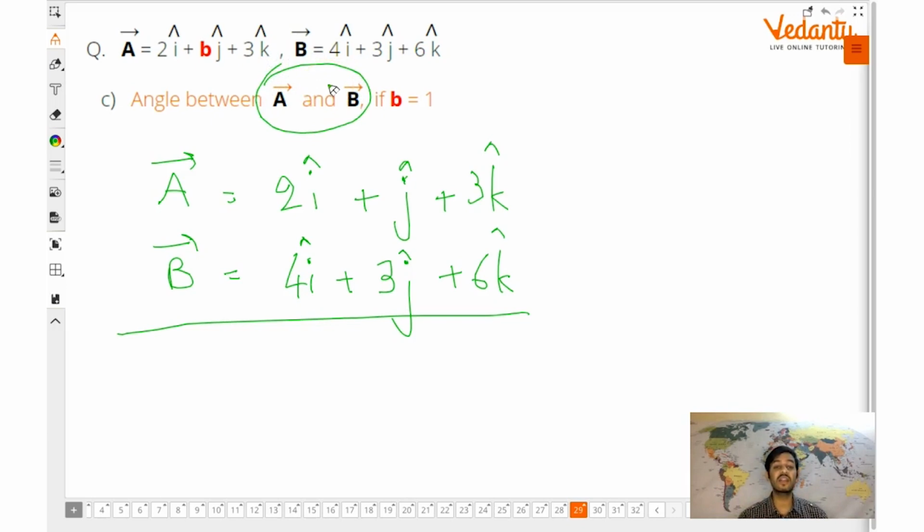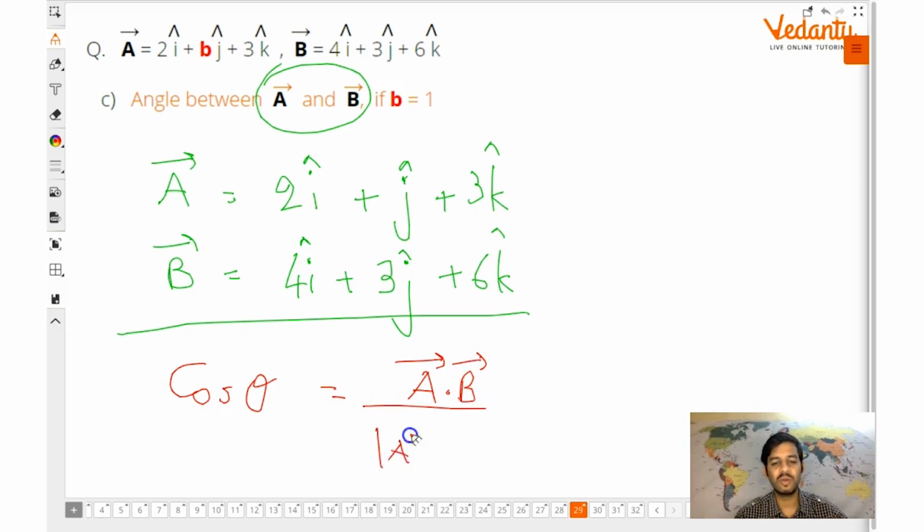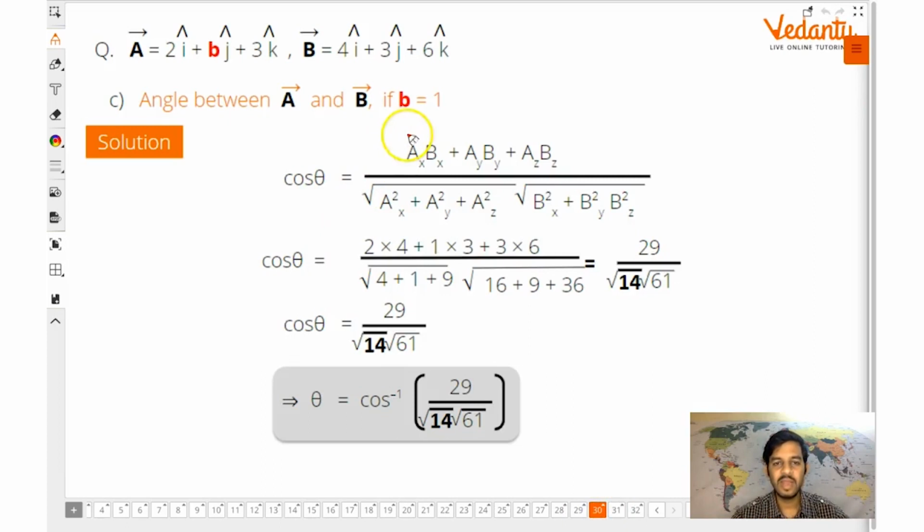Guys, angle निकालने का तरीका अभी अभी पढ़ा था. चलो guys, can you solve it before me? Quickly. What was the way of finding angle? cos theta equals to A dot B upon mod A and mod B. क्या आएगा? A dot B, very easily you can find. Answer you should be getting is 29.